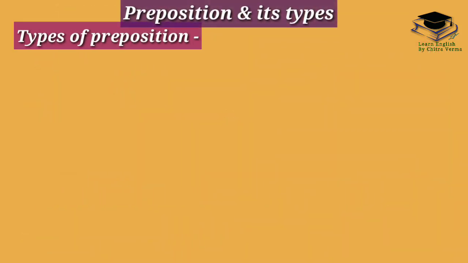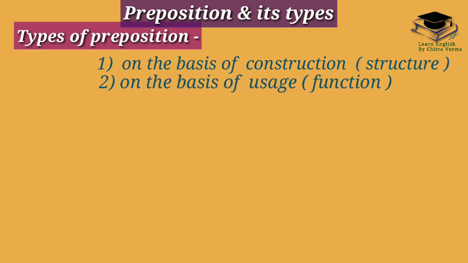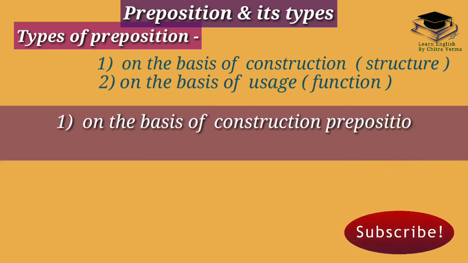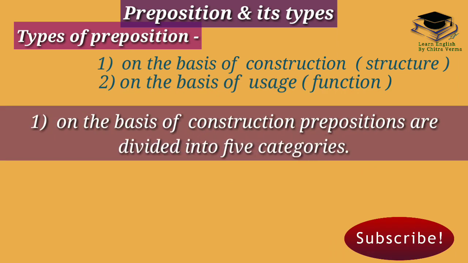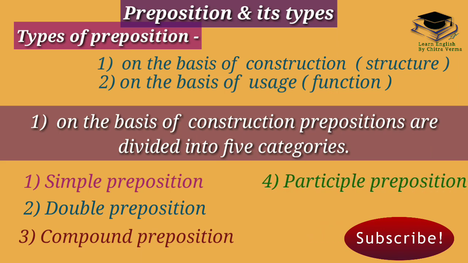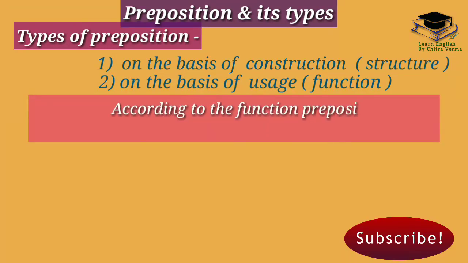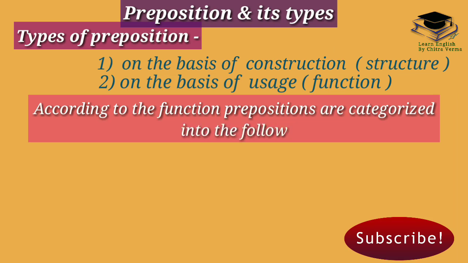Types of preposition. We can define the types of preposition on two bases. First, on the basis of construction, means structure, and second, on the basis of uses, means function. On the basis of construction, prepositions are divided into 5 categories. First, simple preposition. Second, double preposition. Third, compound preposition. Fourth, participle preposition. Fifth, phrase preposition.